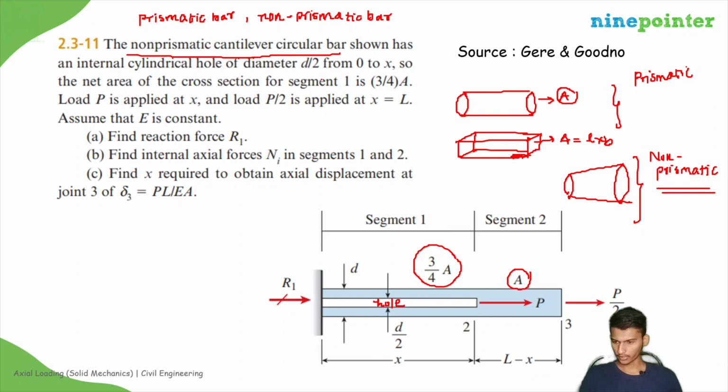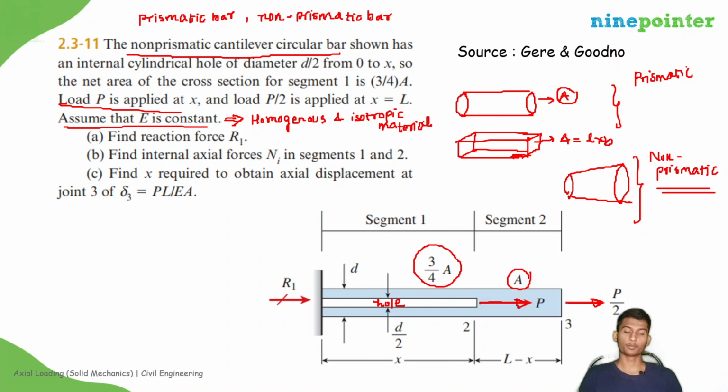So let us read ahead. Load P is applied at X. So here load P is applied, and load P by 2 is applied at a distance L. So assume that E is constant. What does it signify? It means we need to assume that the body is made up of homogeneous and isotropic material. Only this type of material will have a single value of elastic property throughout the body. So now let us move to the question.